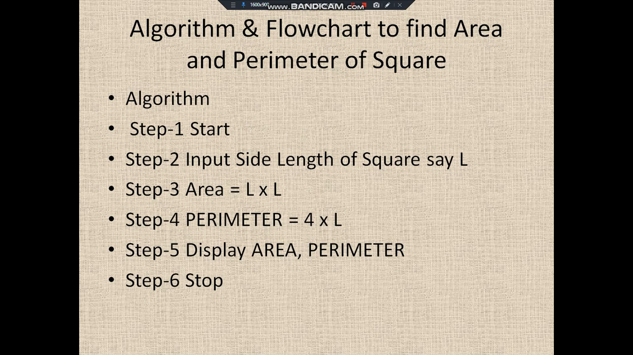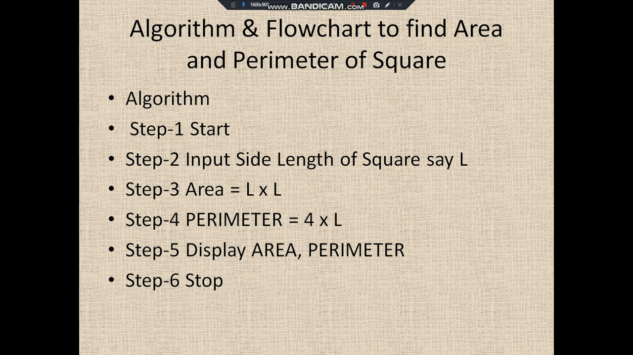Write an algorithm to find out the area and the perimeter of the square. So here you need to find out the area and the perimeter of a square. For that purpose, again we'll start with the first step, which is start. After that, we'll take the side length of that square from the user side, and that side length of the square will be taken as an L variable, suppose.